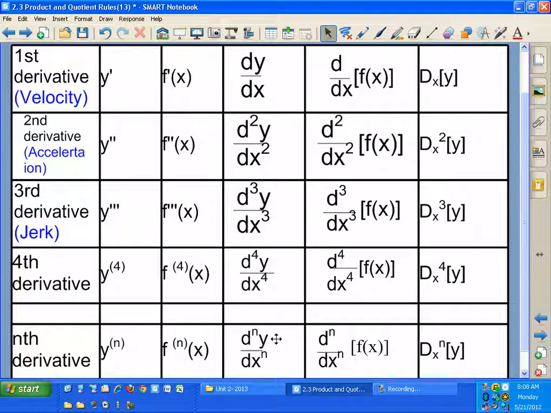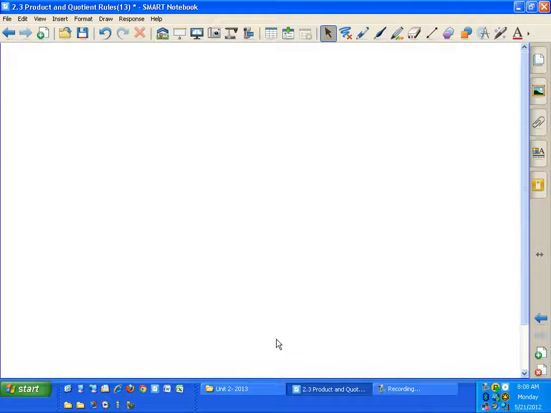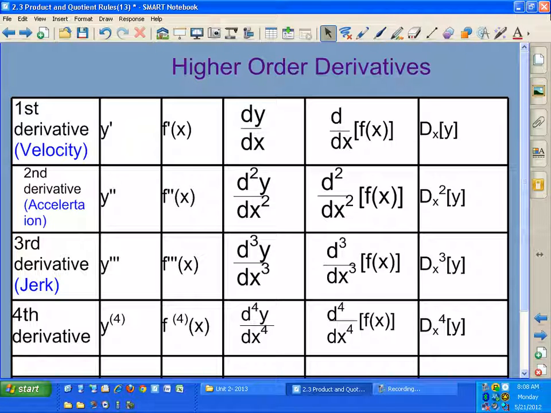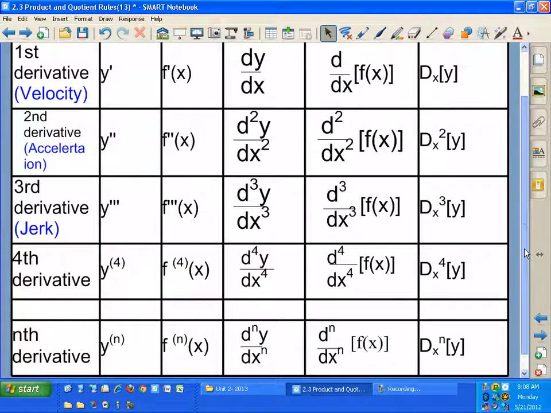So this concludes our derivative talk, our higher order derivatives, and our chain rule, product rule, and quotient rule section. If you have any questions, please come to class prepared to ask them.